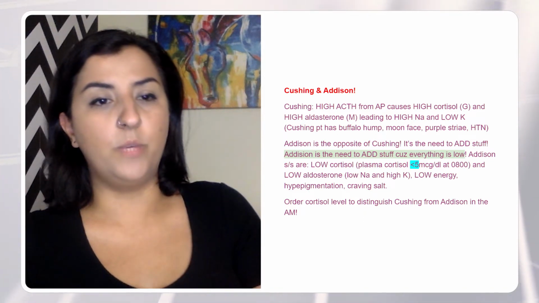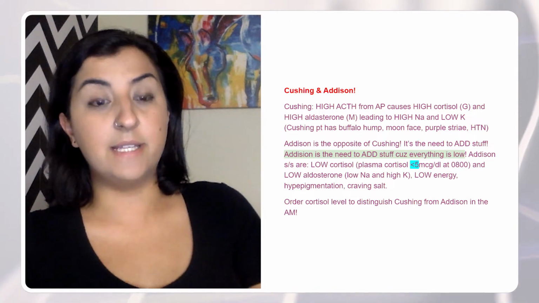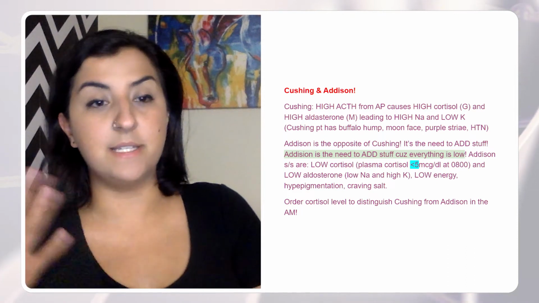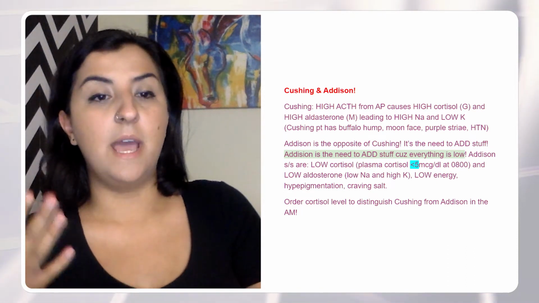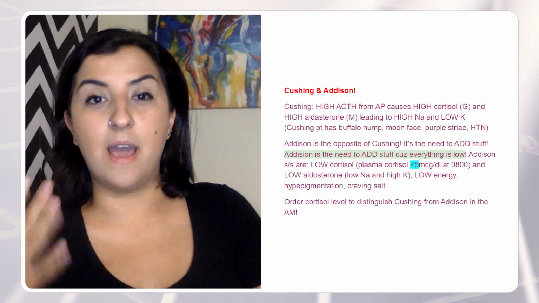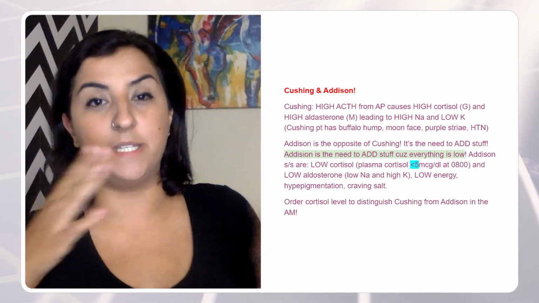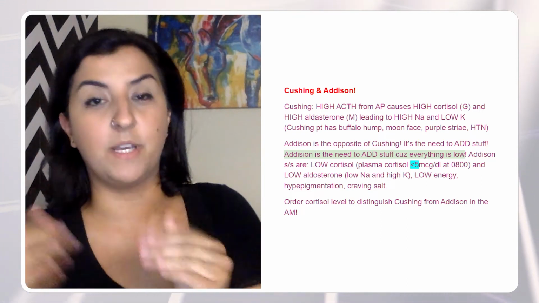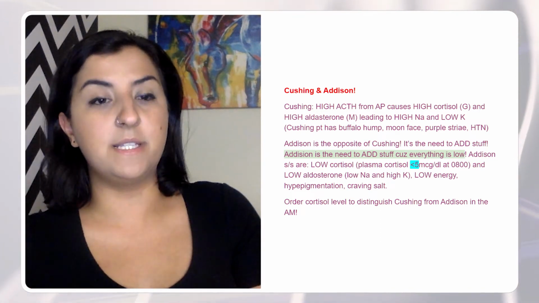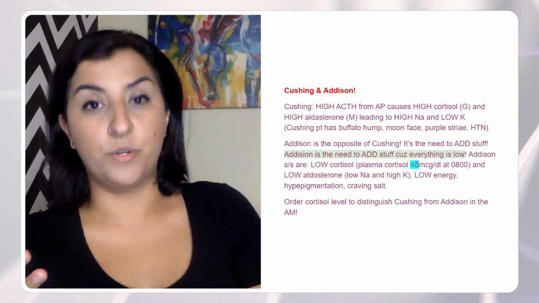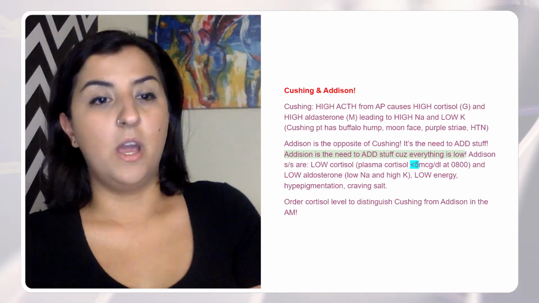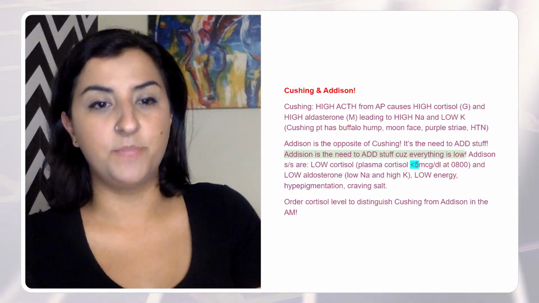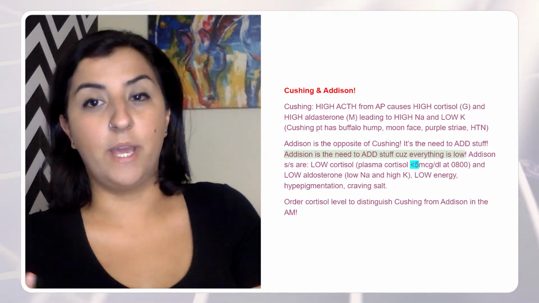And now when we compare it to Addison disease, Addison is literally the opposite of Cushing. The way to remember Addison, I like this mnemonic: Addison, you need to add things. Addison starts with ADD. In Addison disease, you need to add things because everything is low. Addison signs and symptoms are low cortisol, low aldosterone, low energy, hypopigmentation, and craving salt, okay?